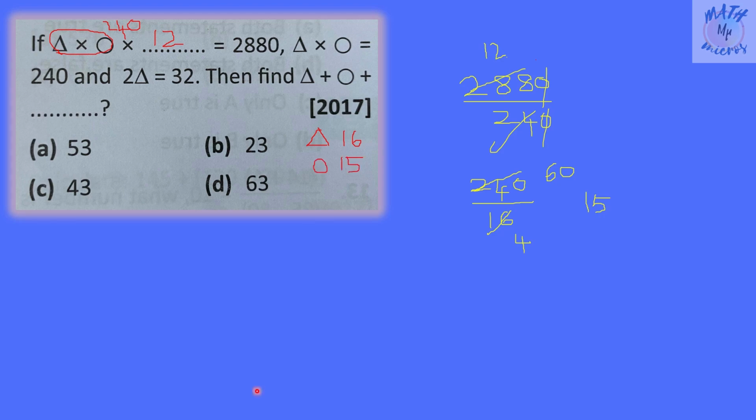So now we found all the unknowns. The triangle is 16, the circle is 15, and the unknown, the dash, is 12. So now we need to add all the numbers so that we can find the correct option. This is how I represented the expression: triangle, circle, and then unknown number. So when you add 16 and 15 and 12 together, you get 43, and that's the answer. So C is 43, and that's the answer.